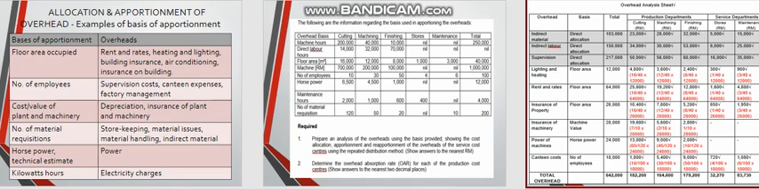Okay, now we move on to the second item, which is rent and rates. So what will be the best basis for the rent and rates? Can we have a look? Alright, so for rent and rates, the best is floor area.